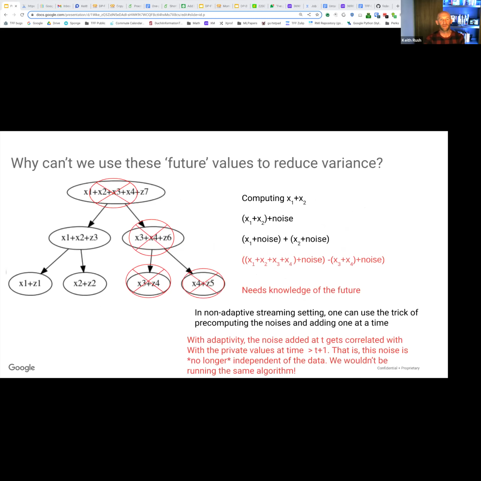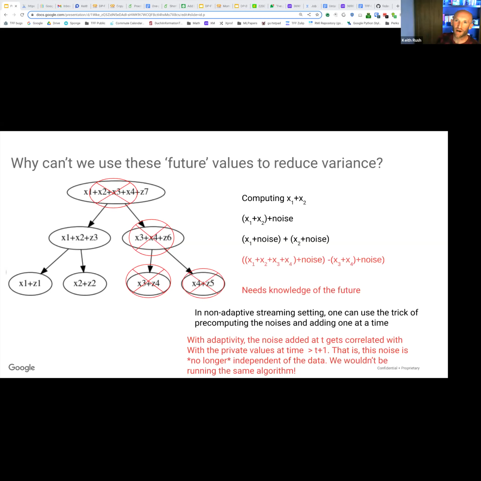We can't use these future values to reduce variance. And why is that? In the non-adaptive streaming setting, if we just had values coming in a stream, but there was no relationship between them, we can use this trick of pre-computing all of these Zi's and correlating the noise between these Zi's to compute our reconstruction. But with adaptivity, the noise that gets added at time t influences the query you make at time t plus 1. So there's this correlation between the noise you add at time t and the private data that you're observing, which means that this formalism, where we're adding z4 in a way that's independent of the value of x3, for example, just breaks down. We're not running the same algorithm anymore if we use any of these nodes on the right-hand side to compute our estimate for x1 plus x2.